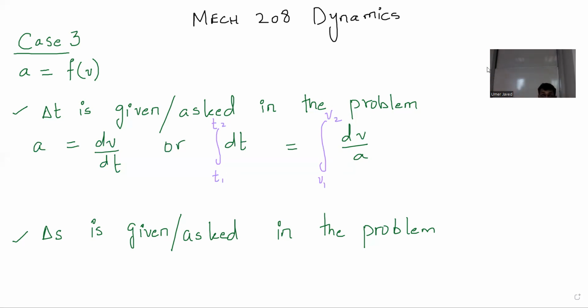Okay, let's talk about the second case. But this time I would want you to think about it. Use your imagination. If it's delta S that is given to me or asked in the problem, can I start from here? I don't think so. You cannot. So what should I do?